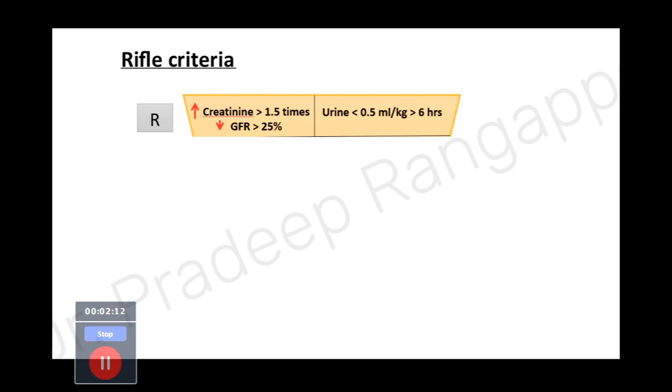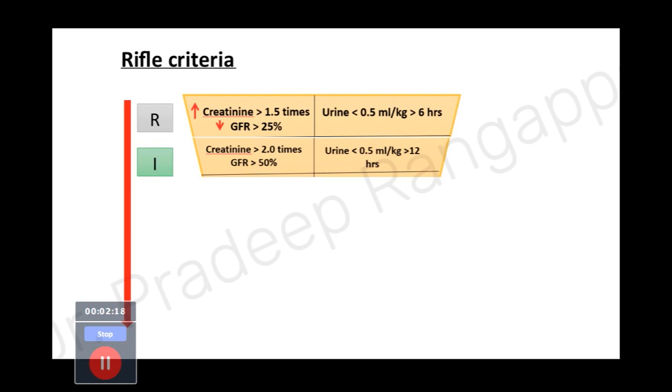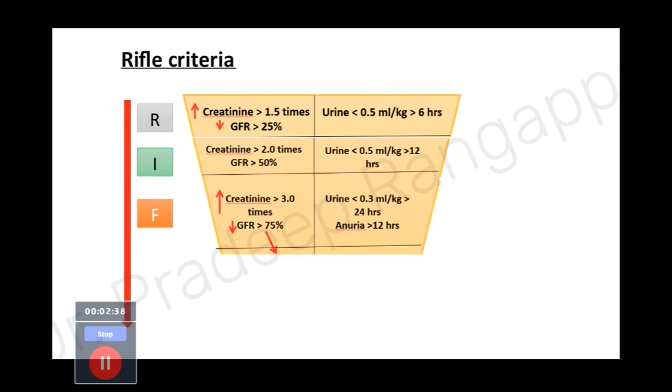If you look at the AKIN criteria, they retain pretty much similar urine output and creatinine. So just pay attention to creatinine and urine output. Injury is where creatinine is greater than 2 times and the fall in GFR is more than 50%, and urine output, I think this is important for all of us to try to remember, less than 0.5 ml per kg for more than 12 hours. So the longer the duration of oliguria, the higher the risk of developing acute kidney injury.